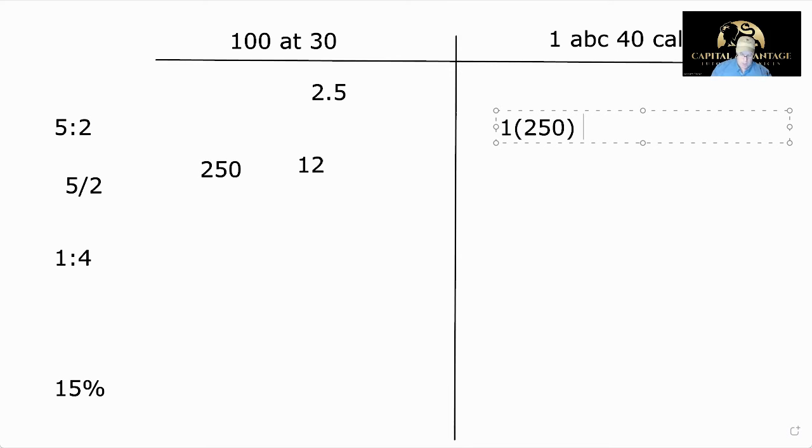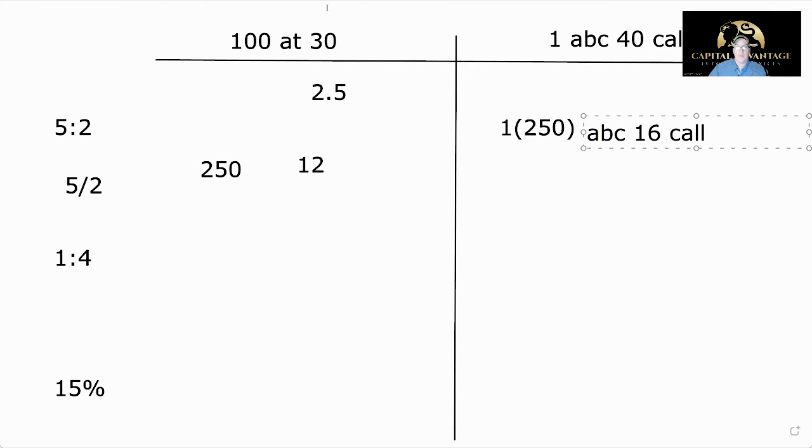worth 250 shares. And then we do 40 divided by 2.5 equals 16. Sometimes you can check your numbers. So you're going to have one ABC worth 250 shares, 16 call. That's all it is. Remember, you're just changing the amount of shares. The only time you change the number of contracts is a forward even split. Everything else, you adjust what's inside the contracts. Okay, that's good. I think we got that down.